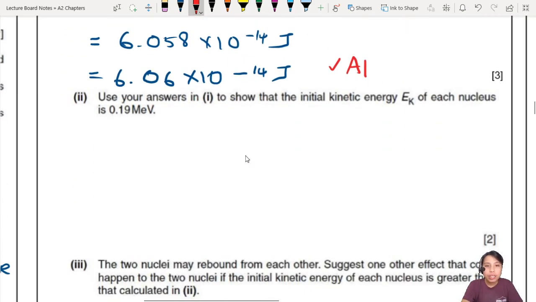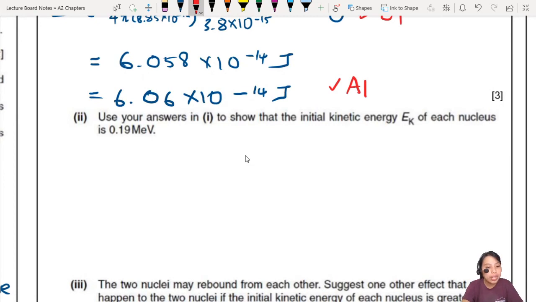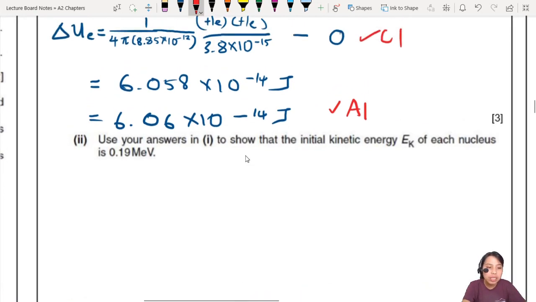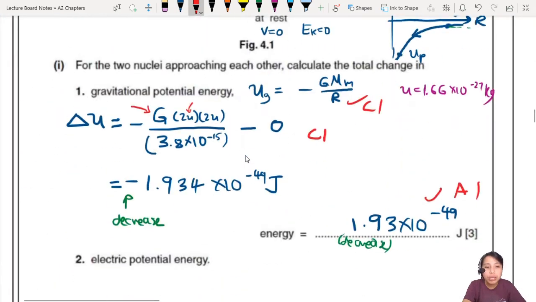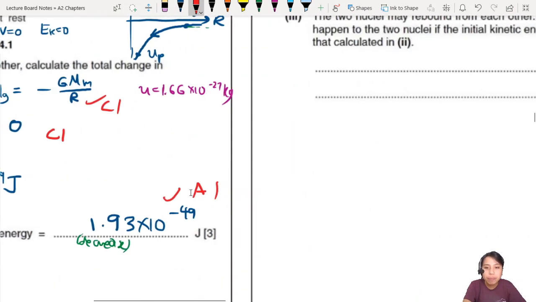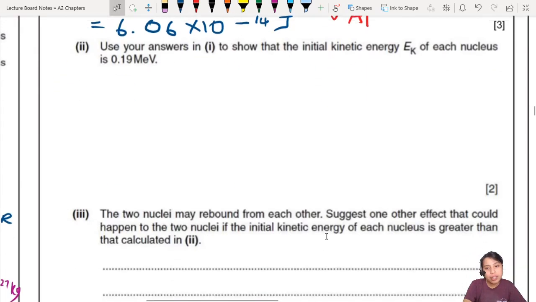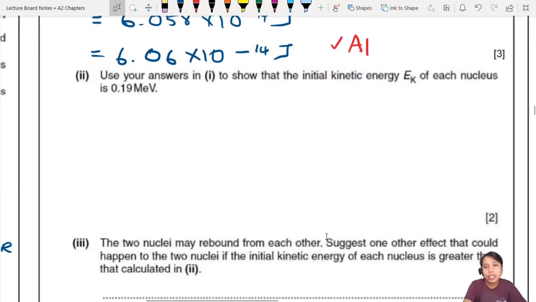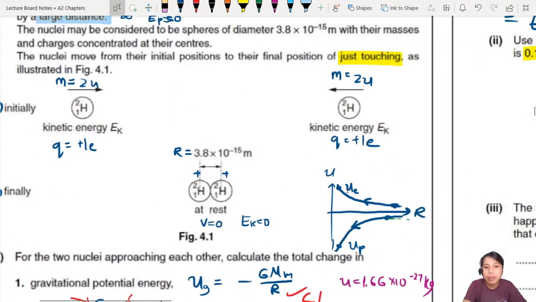Okay. Use your answers in 1 to show that the initial kinetic energy is 0.19 MeV. Answer in 1. What's the answers in 1? Oh, so they talk about this part, GPE, and EPE. How are we going to show the initial kinetic energy is that? The nice thing is they gave us a value. We just need to figure out how to get that. So if you go back to the diagram, or think about the energy conversion that is happening here.